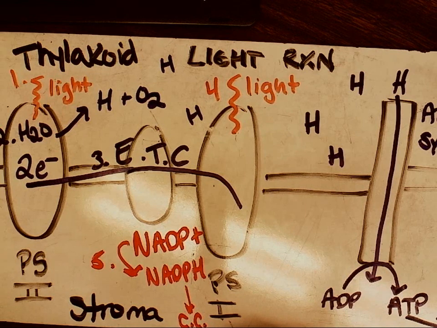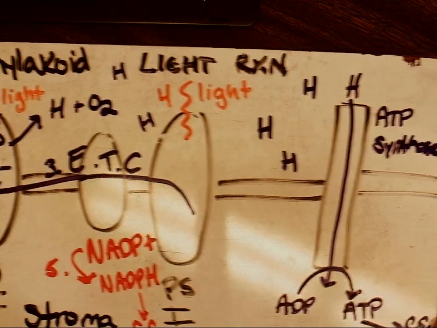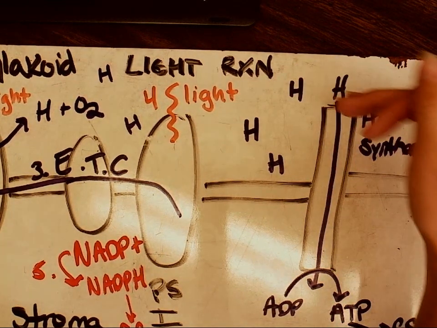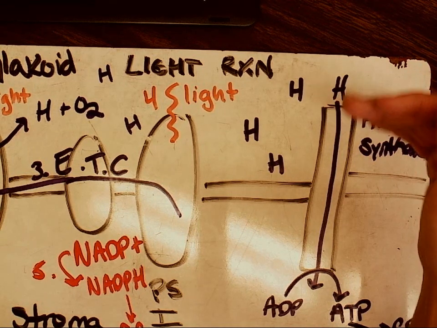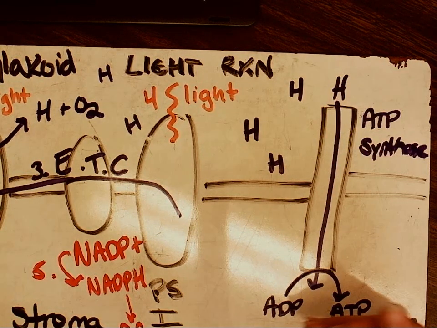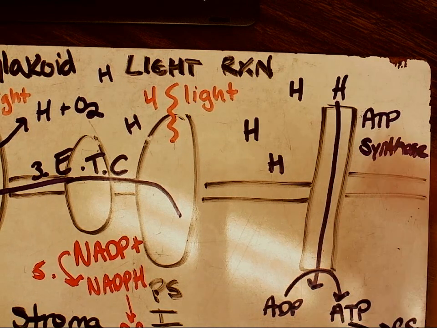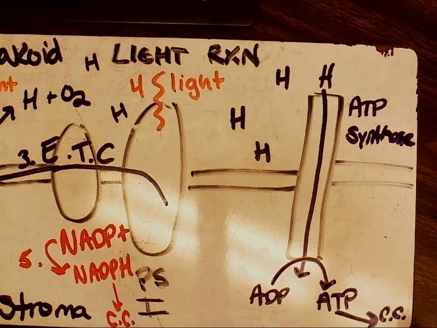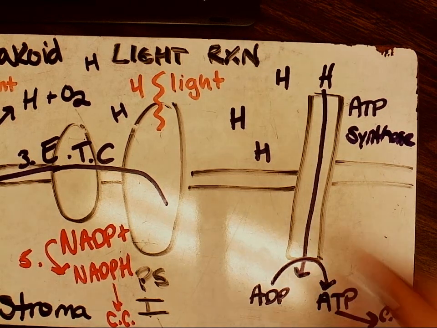Now our very last thing that happens in the light reactions is that all of this concentration of hydrogen in the thylakoid wants to diffuse out into the stroma. It's going to move through ATP synthase, and when hydrogen moves through ATP synthase, that's going to cause ADP to store energy in ATP, which then leaves and goes to the Calvin cycle.